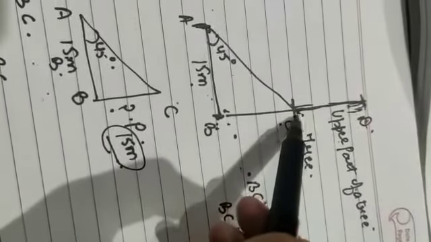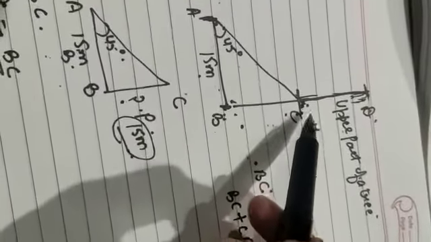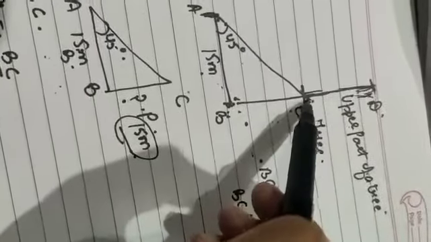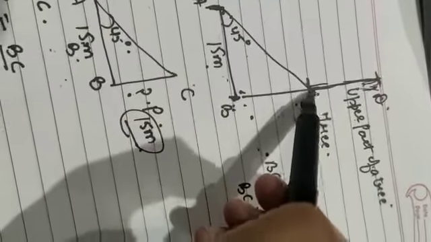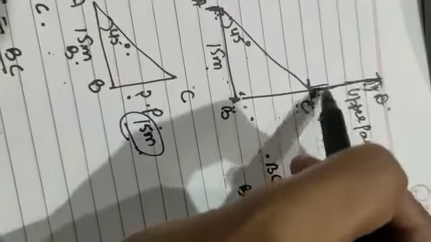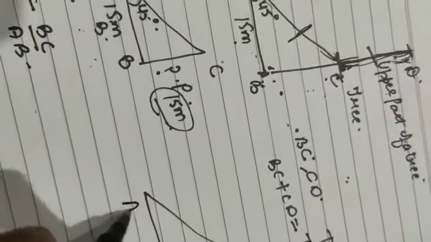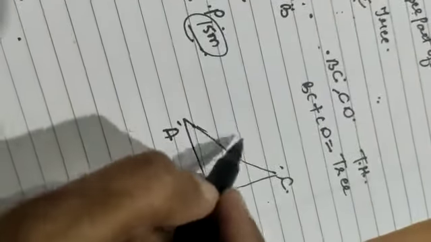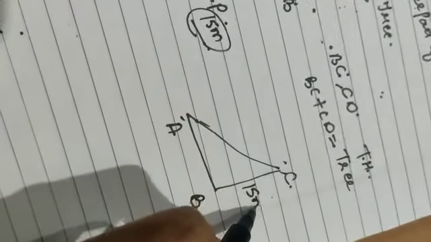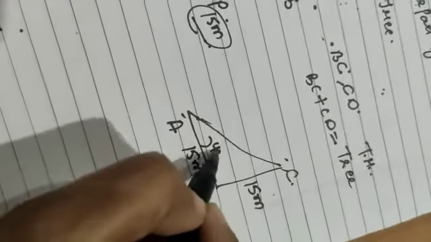Right? Now we have to find this part, but this part is not in any triangle. But remember one thing in the statement: the upper part of a tree is broken over by the wind and makes an angle of 45 degree with the ground. So it means after broken it lays down here. So this part and this part are seen. Now by using the same triangle ABC, we will find AC. We have perpendicular 15 meter, base 15 meter, angle is also there.